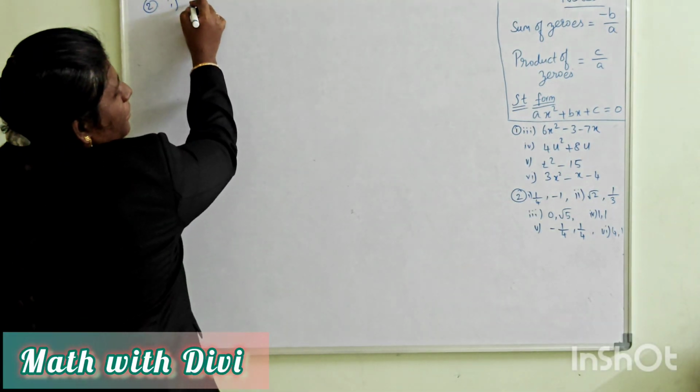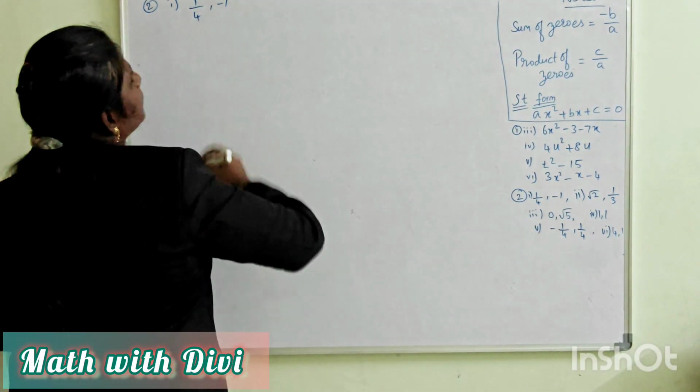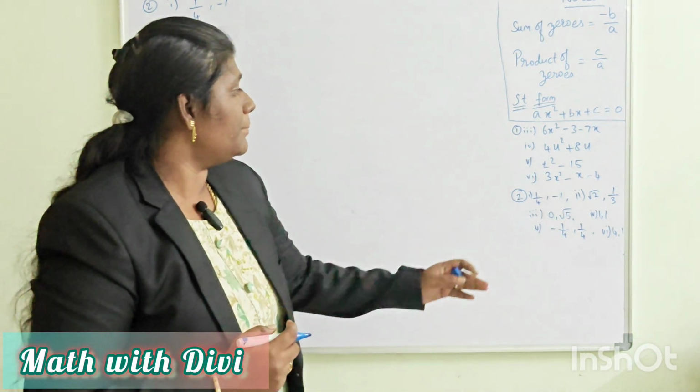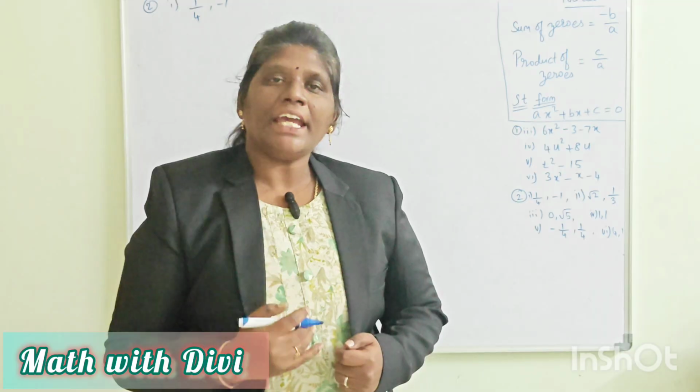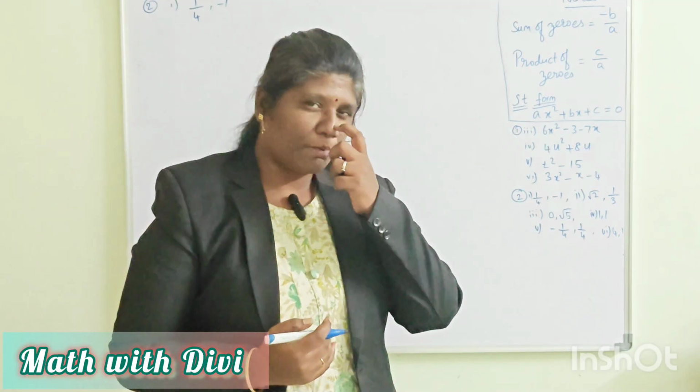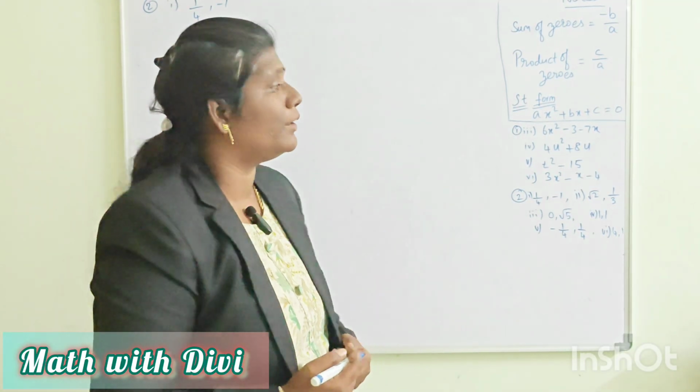Second sum, 1 by 4 comma minus 1. See, in this sum they have given the sum of roots and the product of roots. We have to find what is the polynomial, what is the quadratic polynomial. Okay.